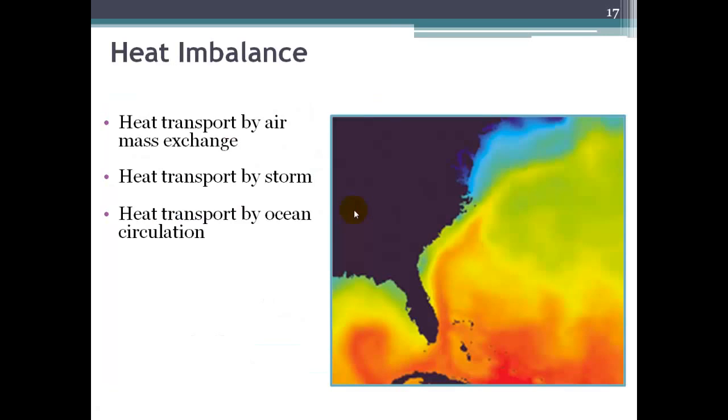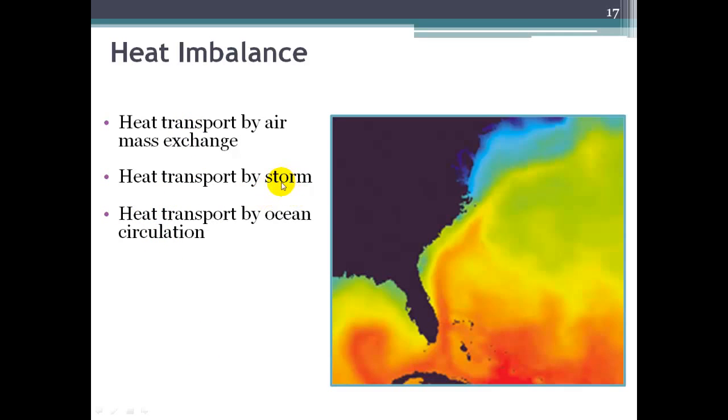And that heat is transferred either by air masses, by storms, or by ocean circulation. Air masses, as we mentioned and will talk more about later in this course, are masses of air that pick up characteristics of their underlying surface. Near the tropics, we're going to have hot, moist air masses, and near the poles, we're going to have dry, cold air masses. And we have a dynamic atmosphere and frontal boundaries that represent the movement of these different air masses transporting heat.